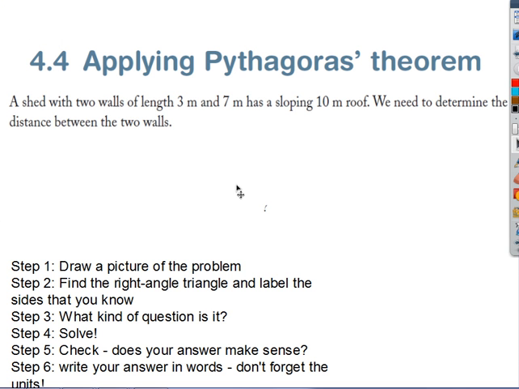Hi girls, today we're going to look at how we use Pythagoras' theorem to solve word problems. So we're applying Pythagoras' theorem to problems in the real world.